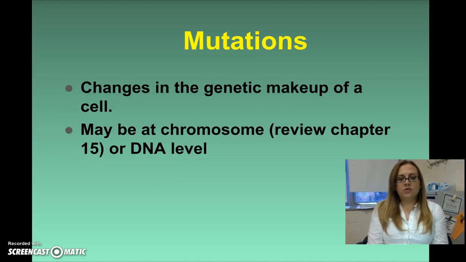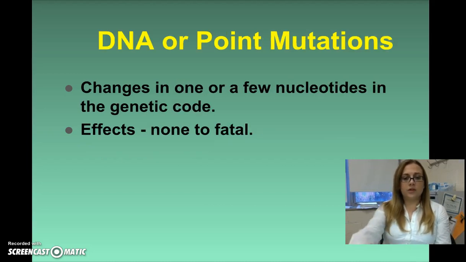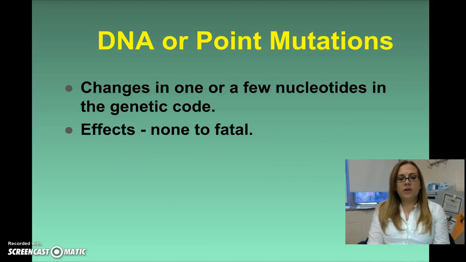Alright, so moving on to mutations. Mutations are going to be changes in the genetic makeup of a cell, and this can be at the chromosomal level or at the DNA level. So for this chapter, we're going to focus on the DNA level, and we're going to be talking about what we call point mutations. These are going to be smaller changes, so we're going to be looking at changes in one or a few nucleotides within the genetic code.